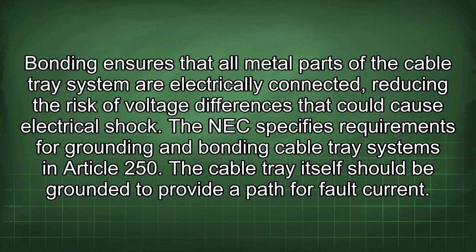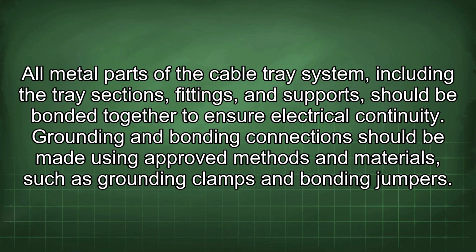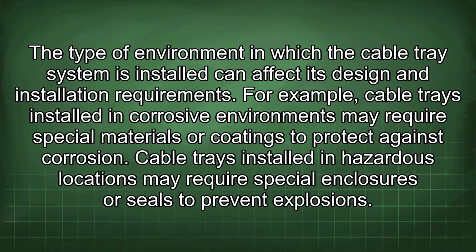The NEC specifies requirements for grounding and bonding cable tray systems in Article 250. The cable tray itself should be grounded to provide a path for fault current. All metal parts of the cable tray system, including the tray sections, fittings, and supports, should be bonded together to ensure electrical continuity. Grounding and bonding connections should be made using approved methods and materials, such as grounding clamps and bonding jumpers.